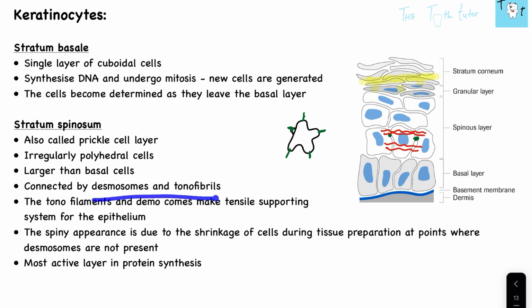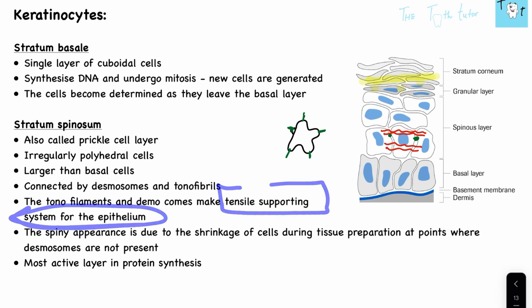They are connected by desmosomes and tonofibrils. Desmosomes are like linkages between the cells, and tonofibrils are these red ones which go across the cells. Together, the desmosomes and tonofibrils form a tensile supporting system for the epithelium. So basically, it provides strength to the epithelium.